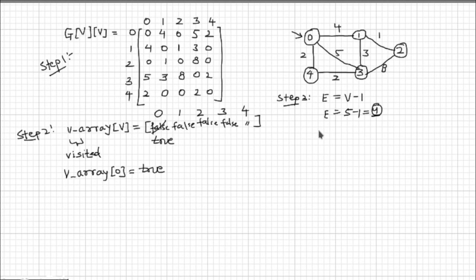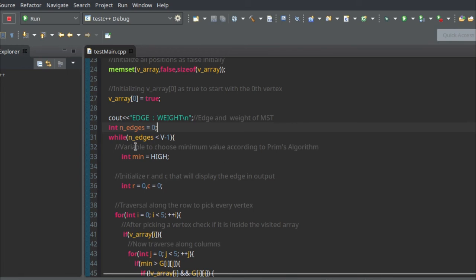So we are going to create a while loop. You can see here I have created a while loop. We will first initialize the number of edges as 0, and then we are going to write this condition: number of edges should be less than vertices minus 1, which comes from the definition of a minimum spanning tree.